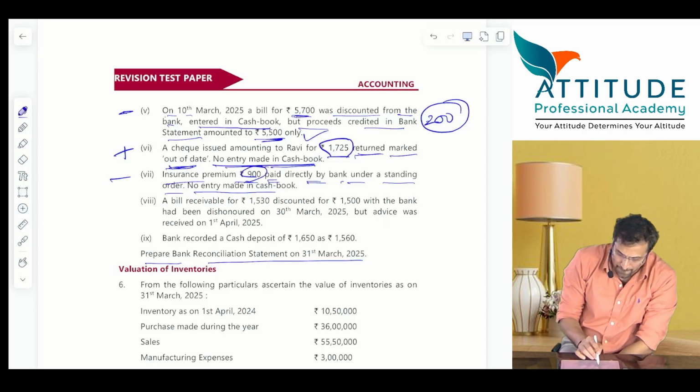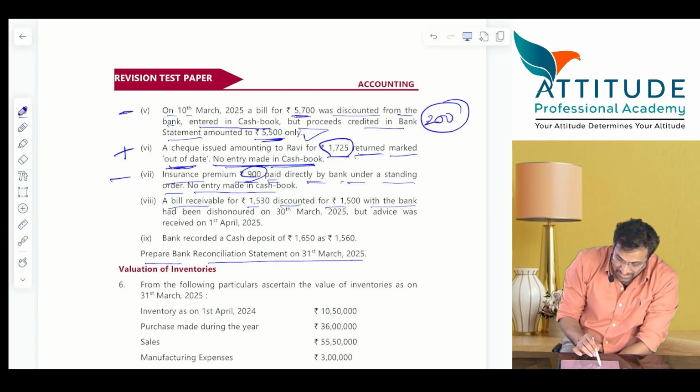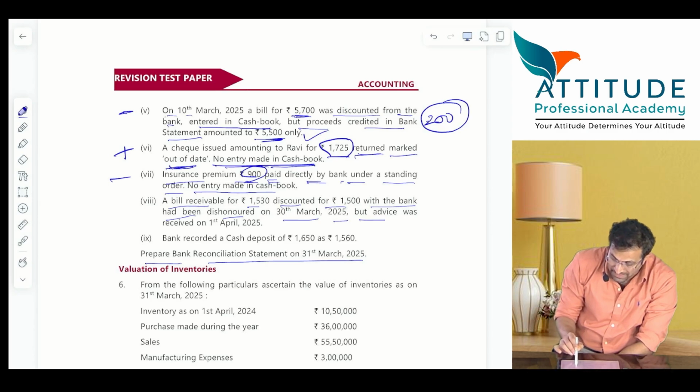Next, a bill receivable 1530 discounted for 1500 with the bank had been dishonored on 30th March 2025 but advice was received on 1st April.